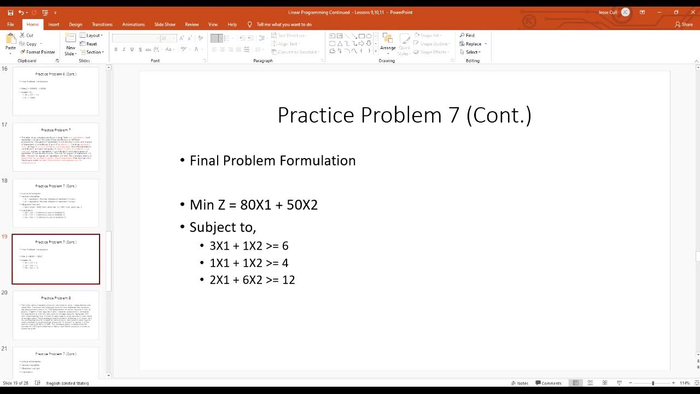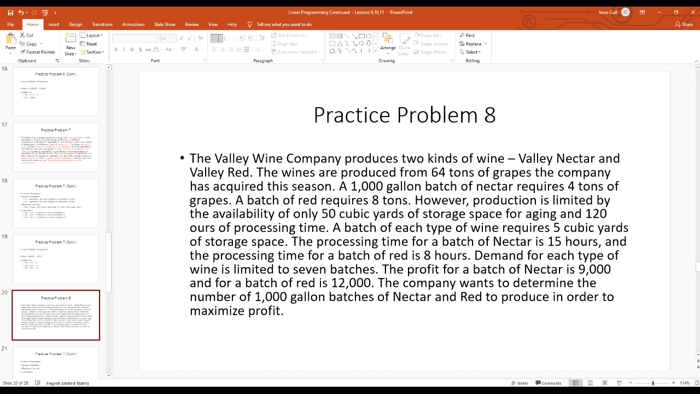And the last question we're going to review today before I assign you your 2 homework problems is practice problem number 8. The Valley Wine Company produces 2 kinds of wine. That seems important. Valley Nectar and Valley Red. The wines are produced from 64 tons of grapes the company has acquired this season. A 1,000-gallon batch of nectar requires 4 tons of grapes. A batch of red requires 8 tons of grapes.